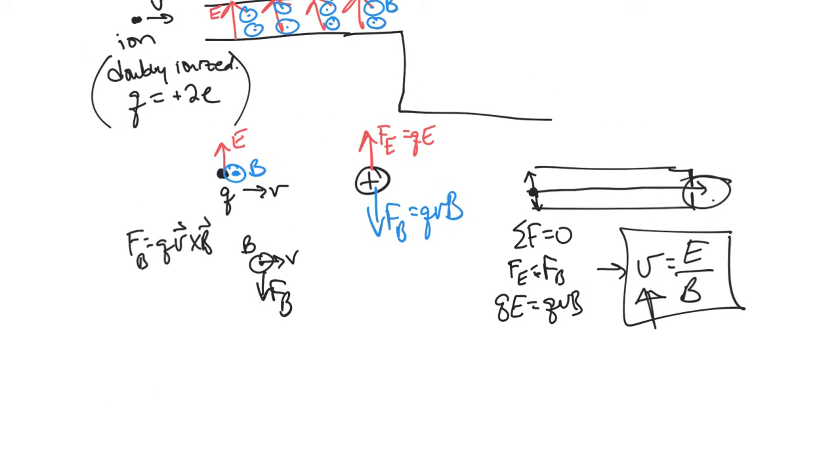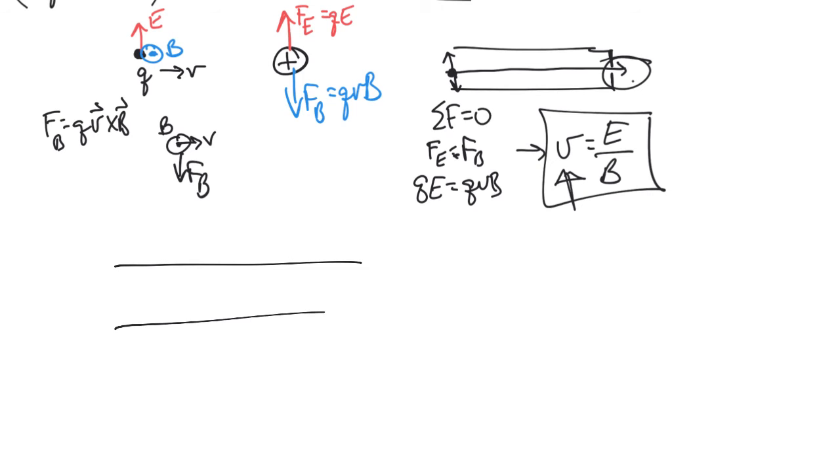What would happen if I sent in a particle with a speed greater than that dialed up? What do you think would happen? Well, the magnetic force, which is this one down here, would be bigger, right? Because that's the one that depends on V. And so it would deflect down. And of course, you can make all the logical arguments about V being less than E over B.